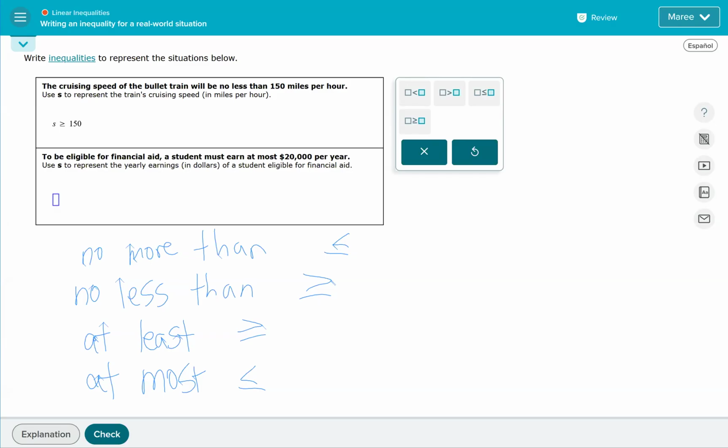To be eligible for financial aid, a student must earn at most. Well, look, we have at most here. That's less than or equal to. And we want S to represent yearly earnings and 20,000.